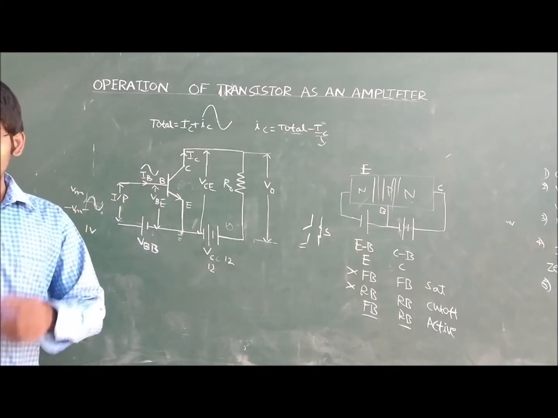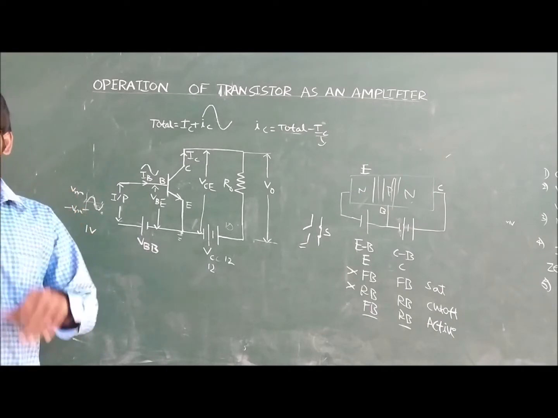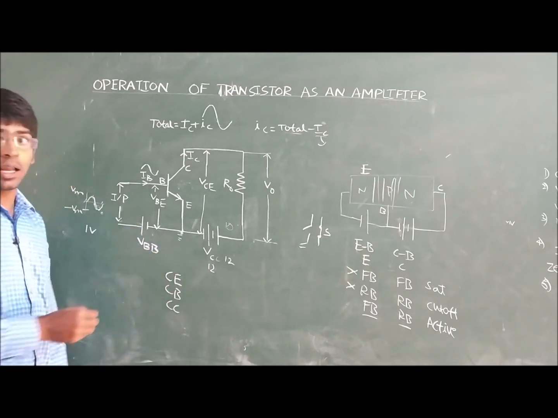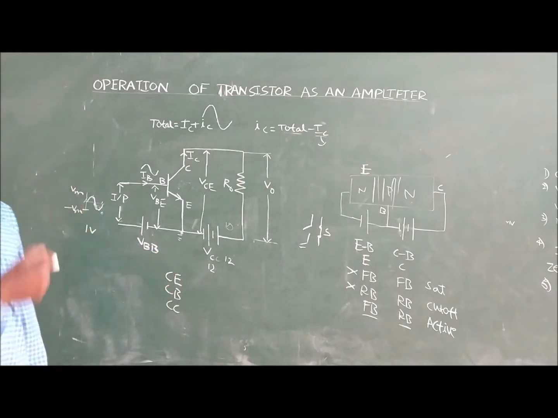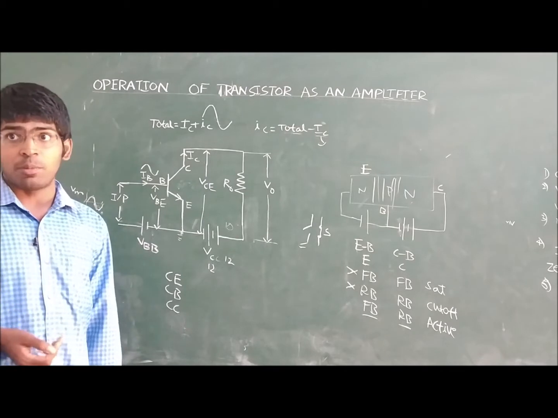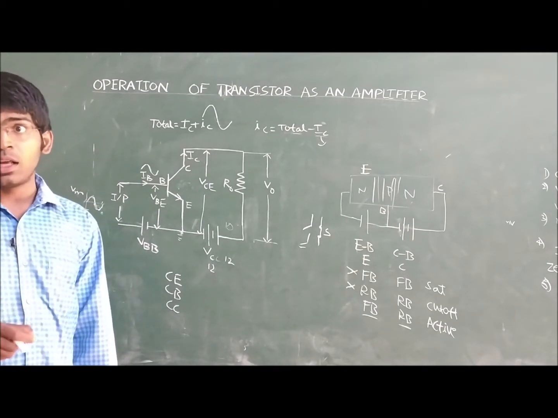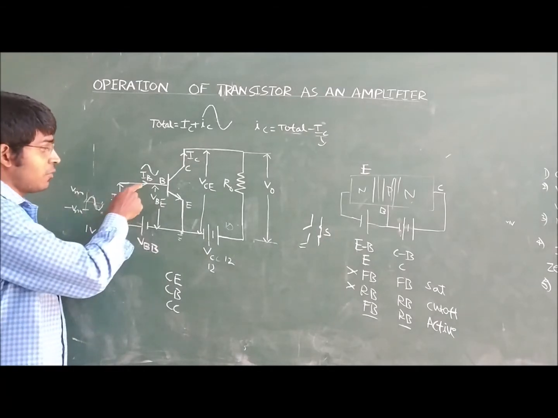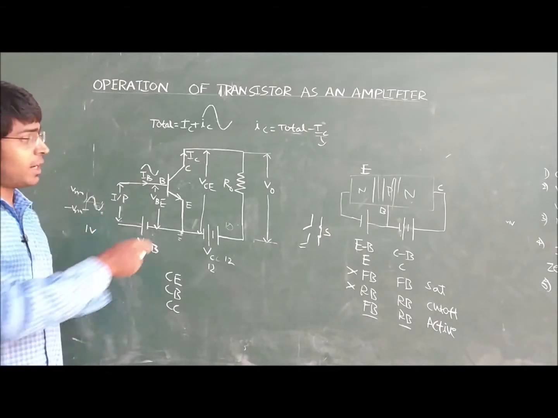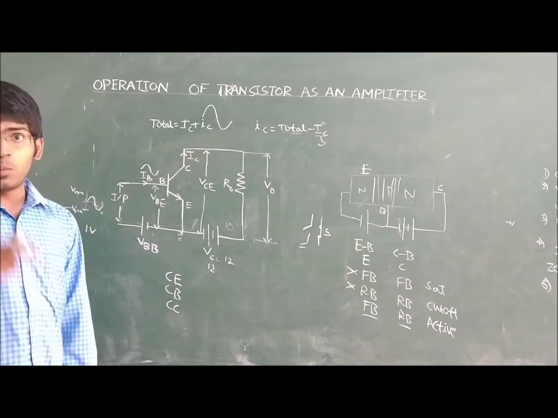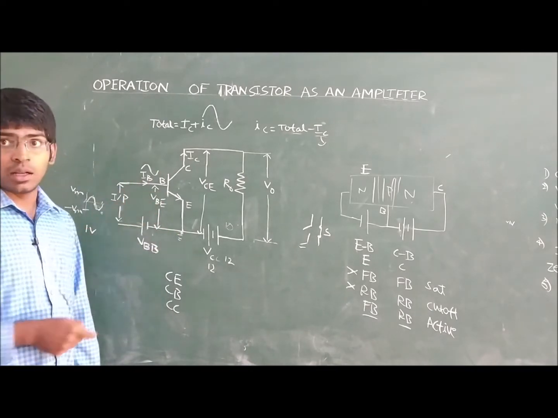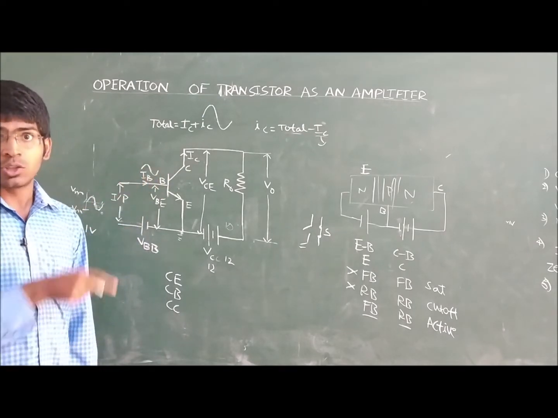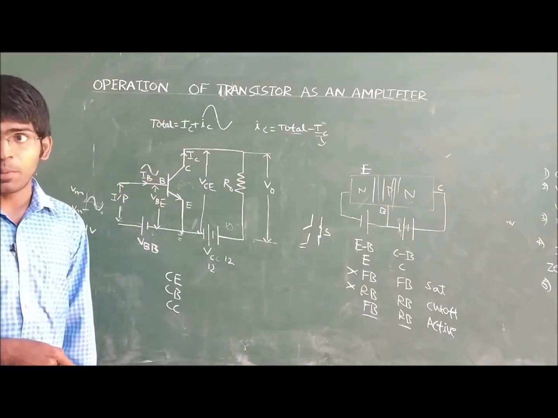As we already know, the transistor can be connected in 3 different configurations: common emitter, common base, and common collector. How can we know whether this transistor is connected in common emitter, common base or common collector? We have to check the terminal which is common for the input and output. Here we are giving the input to the base terminal and taking the output from the collector terminal. In both cases, we are not using the emitter terminal. So the emitter is common to the input and also to the output. So this configuration is called the common emitter configuration.